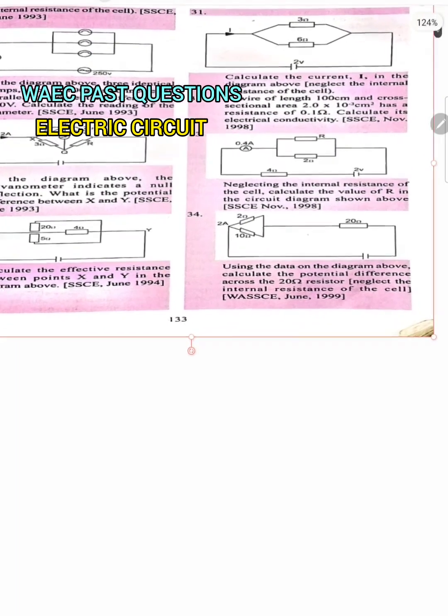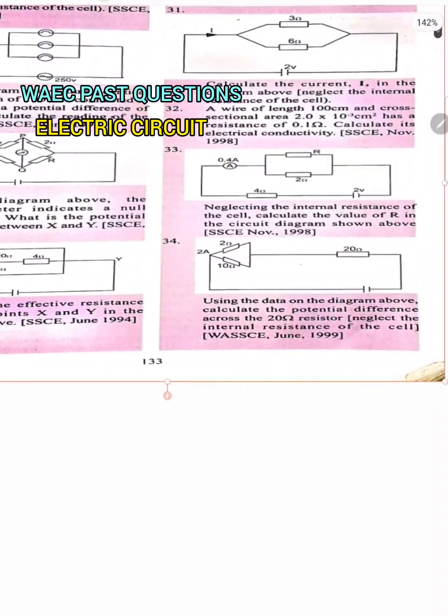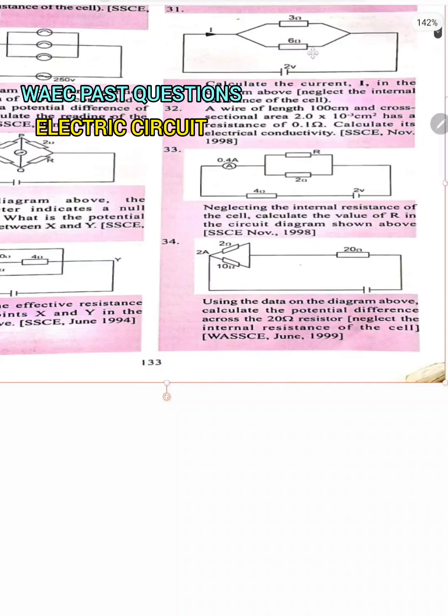Look at question 21 here. Look at the circuit here. This one is very, very easy. We have a resistor here, and a resistor here. And here, this is the potential difference, which means the same potential difference passes across the circuit.